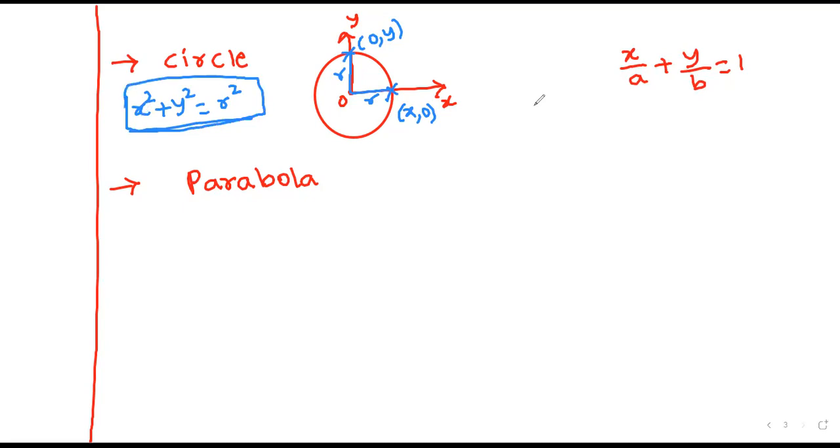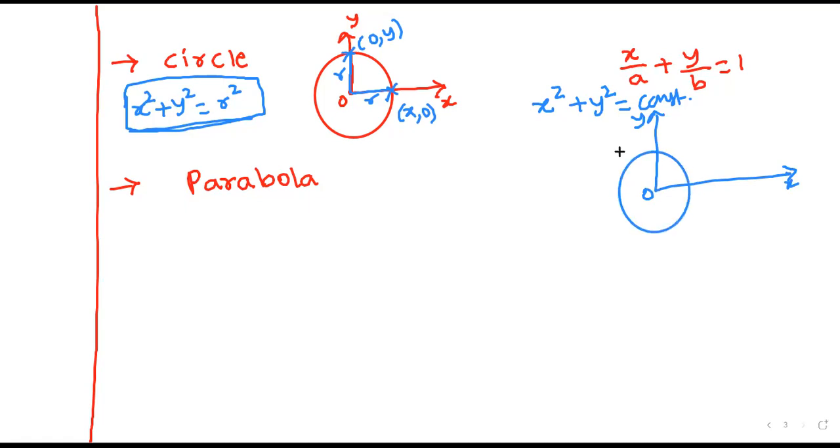Suppose anytime I get that x square plus y square is equal to constant, then I can say the shape of this equation. This is x, this is y. Then I can simply draw a circle like this.